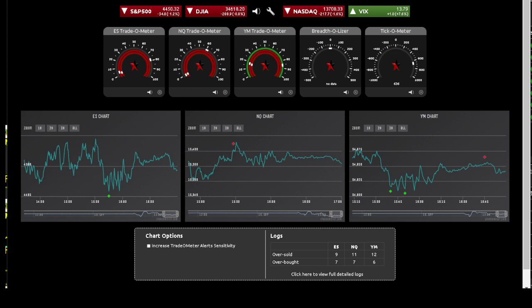So we've kind of focused a lot on that because the opportunity is there. And you're looking at a picture right now of what I call the Tradeometer. I developed this maybe 10 years ago, and it's based off the stochastic oscillators and different time frames.